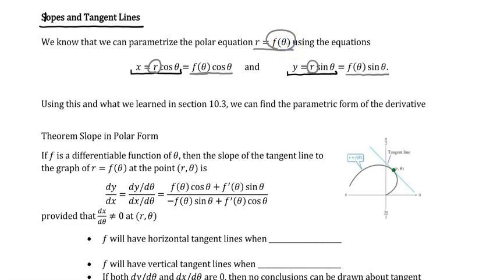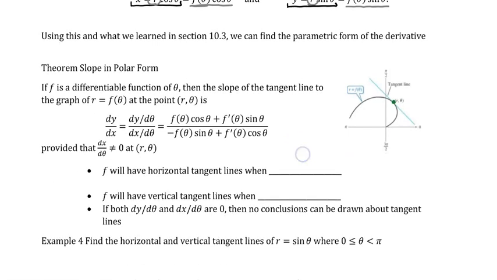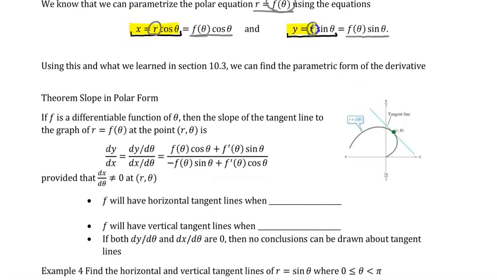We're going to use what we learned in section 10.3 to find the parametric form of the derivative of this polar equation. So in section 10.3, we saw that if you have parametric equations x and y, very similar to the two that we have here, then we can differentiate using this: we take the derivative of y with respect to theta and we divide that by the derivative of x with respect to theta. In the previous section, we had t as our parameter. It's just that here we're using theta.